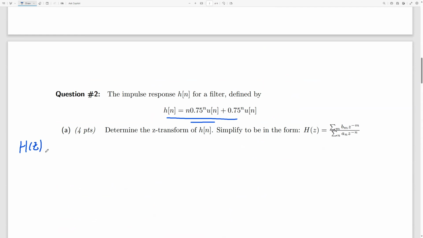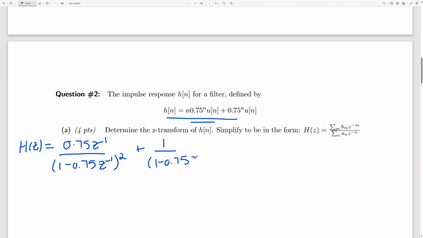Okay, so let's just write it out. H of z, take its Z transform component-wise. So this would be 0.75 z^-1 over (1 minus 0.75 z^-1) squared. And then the easy one is 1 over 1 minus 0.75 z^-1. And I need to simplify it as much as I can. So I'm just going to do the common denominators.